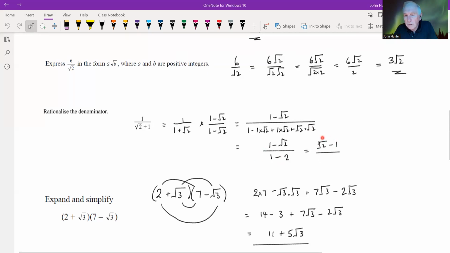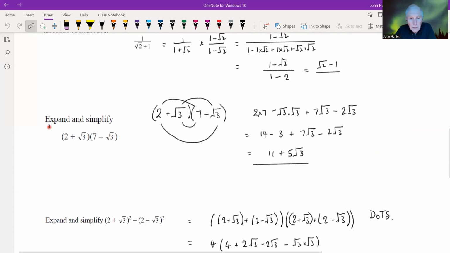And that's going to leave us with this root 2 minus 1. Okay, so that's that. Let's have a look at this one. Expand and simplify this. All right, so yeah, relatively straightforward, just doing similar to what we've done before here.